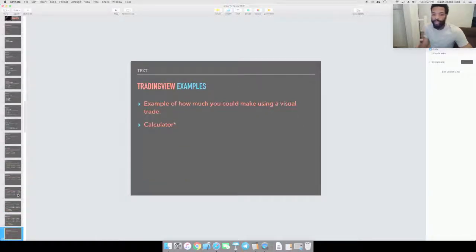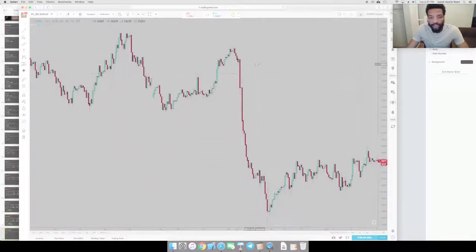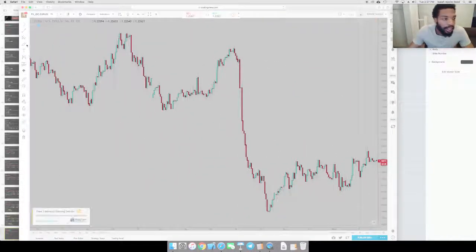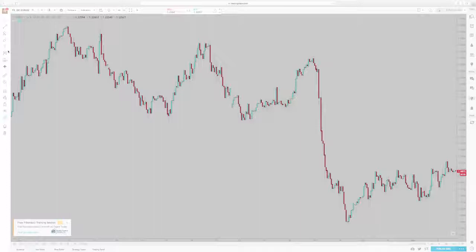Just like, okay, I want this trade to be making 20 cents per pip, or $2 per pip, something like that. So I'm going to give you guys an example of how much you can make using a visual trade calculator. Here we go. Oh, perfect. Look at this right here. Let's just say if we were selling this one right here.